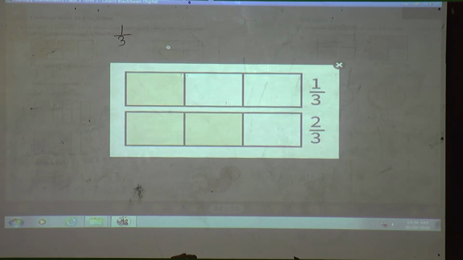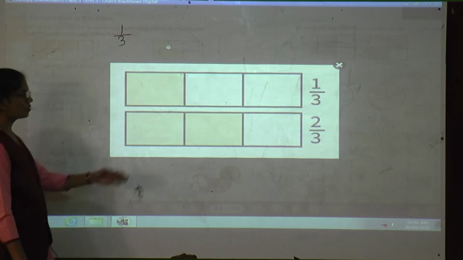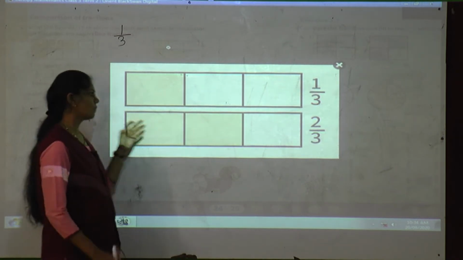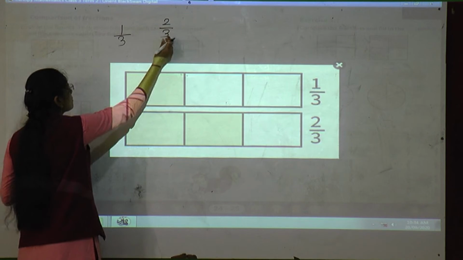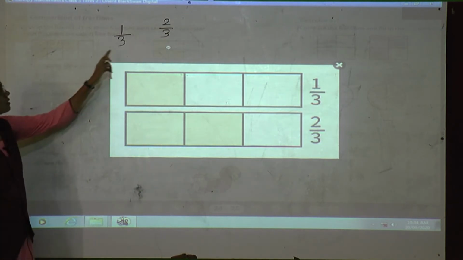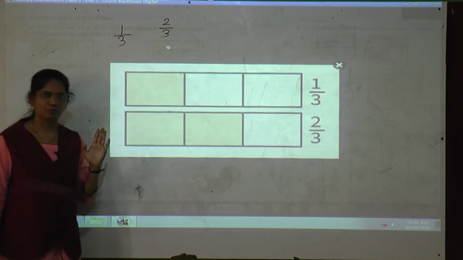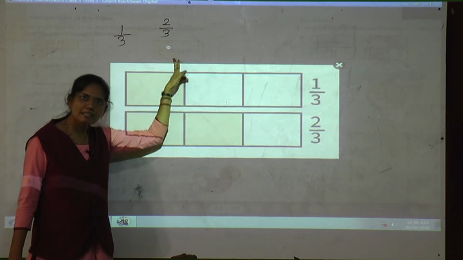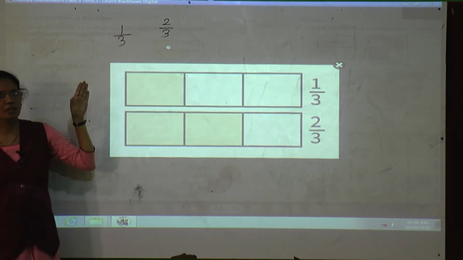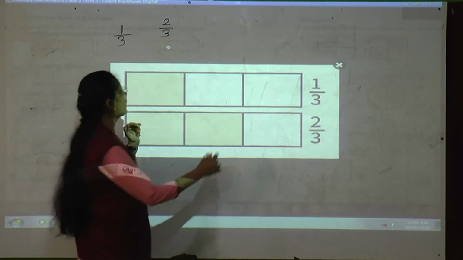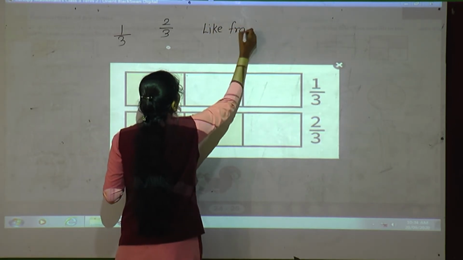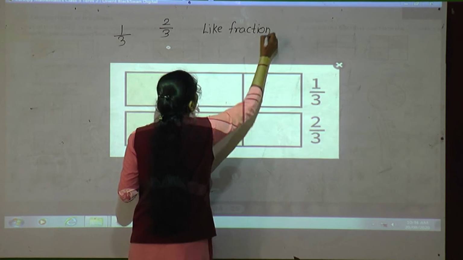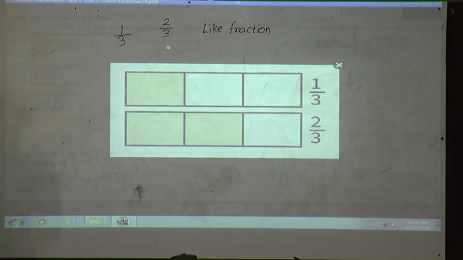Now see the second figure. In the second figure also, the whole is divided into 3 equal parts and out of 3, 2 are shaded. So the fraction of the second figure is 2 by 3. Now see students, in these two fractions the denominator is the same. So what can we call this? It is a like fraction. Like fraction means the fractions in which the denominator is the same.